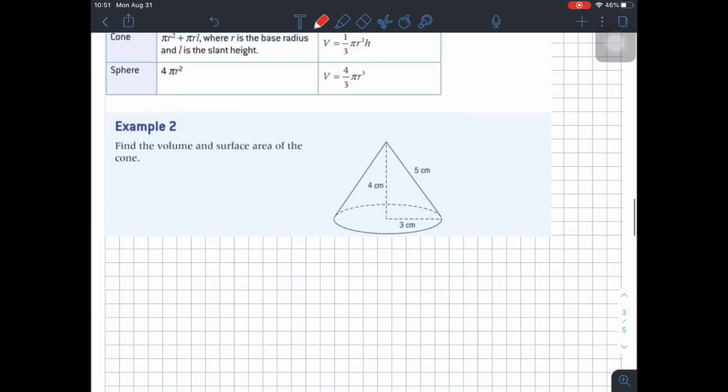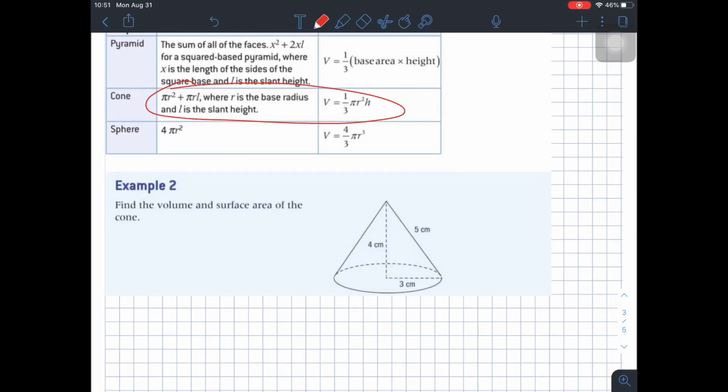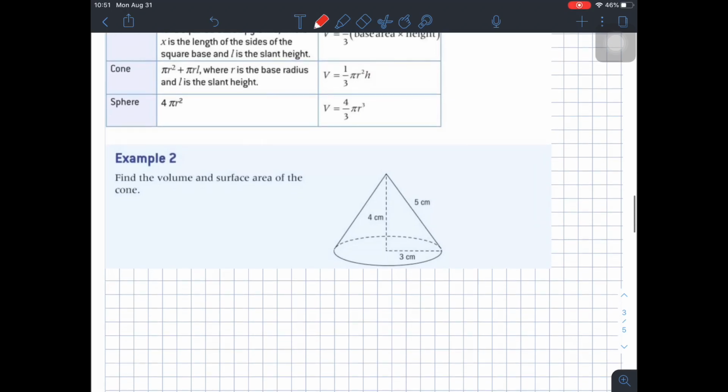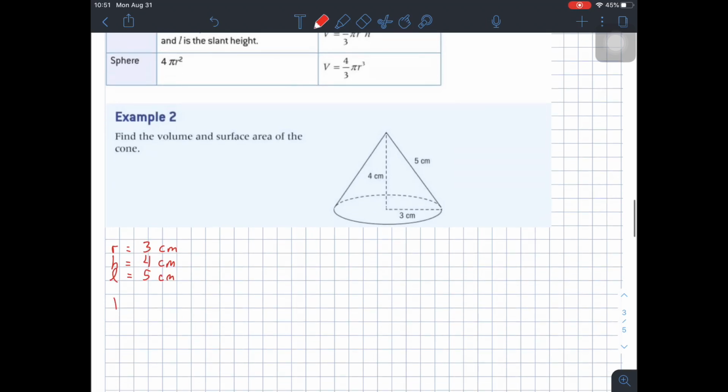Okay, so let's see this example. It says, find the volume and surface area of the cone. So in this case, we have a cone, so we're going to apply this to find the surface area and the volume. So first of all, we're asked for volume, so we're going to write volume. Before actually doing that, I'm going to identify my information. What do I have? I have that the radius, first of all, is 3 centimeters. We have that the height is 4 centimeters. And that the slant height, L, is 5 centimeters. So with this information, I can find volume.